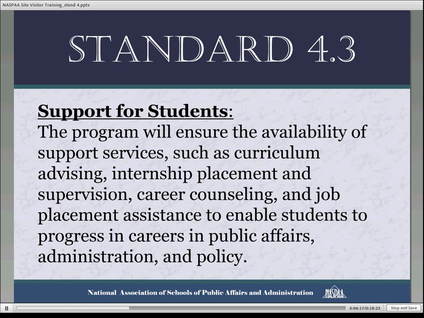If the program largely serves, for example, mid-career students, and they don't have an internship program, or they use the student's existing job to count for the internship, then the emphasis might not be on internship placement as a required student service, but instead perhaps career counseling. In many instances, these are students who are looking to change or advance in their careers, and the program should have in place appropriate services to support that.